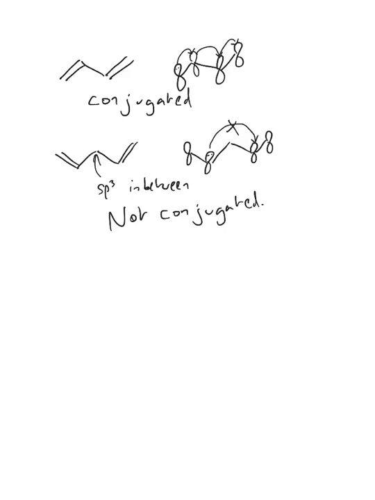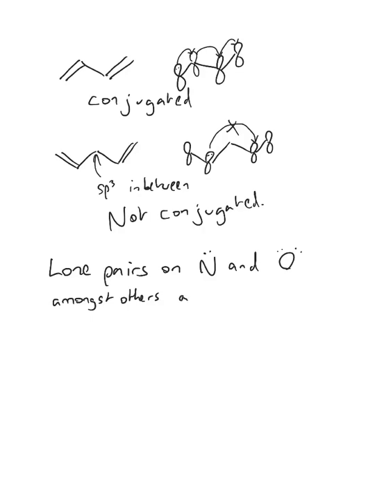So, an important point though, on lone pairs on nitrogen and oxygen, amongst others. Can't forget sulfur, phosphorus, some of the halogens in certain situations. The lone pairs are in p orbitals. So they are able to resonate.